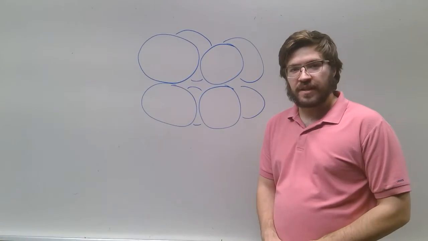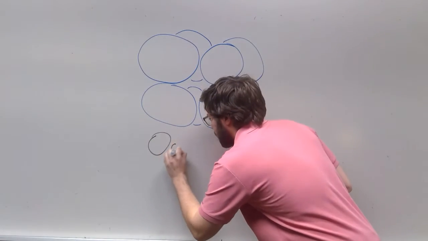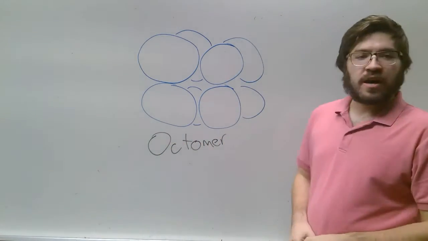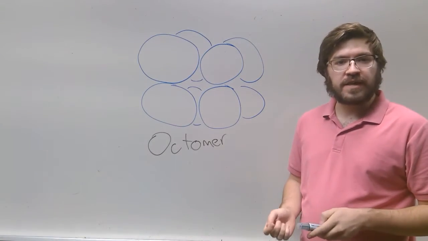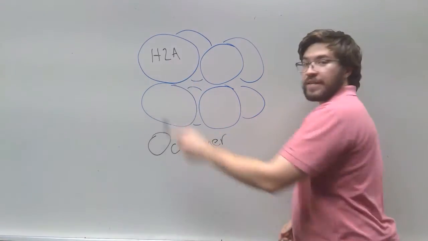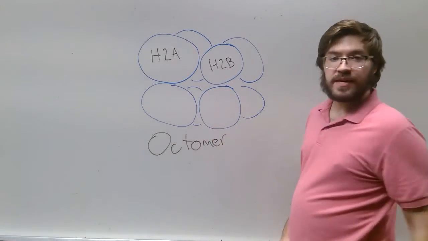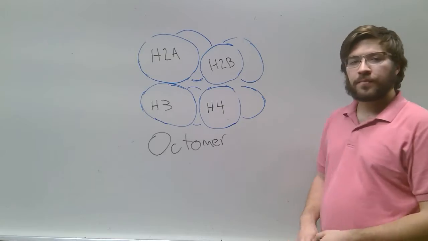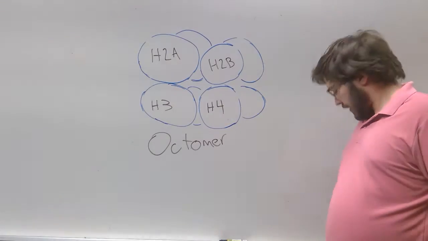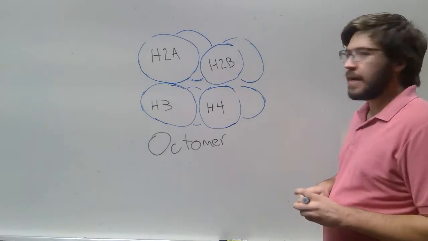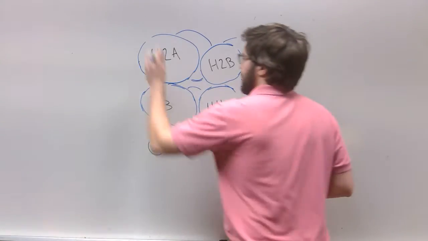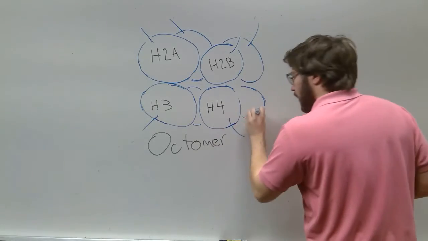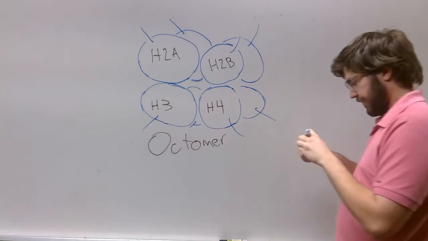Histones arrange themselves into groups of 8 called octamers. Each octamer is made up of 2 of each type of histone: H2A, H2B, H3, and H4. Now, each histone has a tail made out of amino acids, making a total of 8 on the entire octamer.